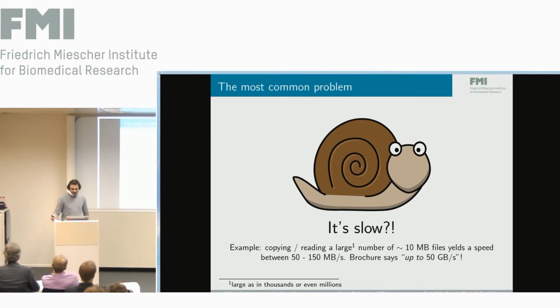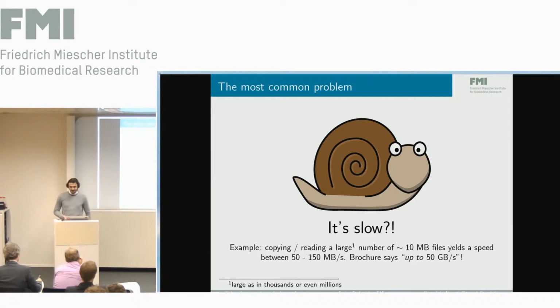One of the first encounters of these problems was when we started benchmarking the proof of concept system, and we started playing around with high content screening data sets. Those are data sets where the files are usually 10 megabytes in size, and you can have a large quantity of them, between 1,000 and even millions sometimes. So reading the data, copying the data around, trying to emulate what the typical workflow is, was yielding a rather underwhelming performance of 50 to 150 megabytes per second.